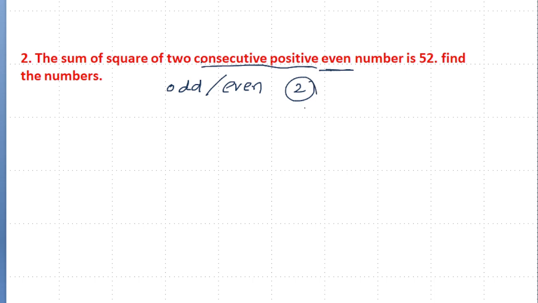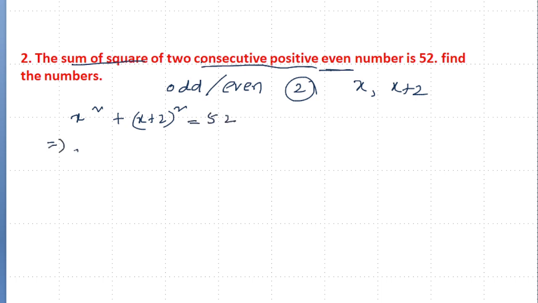Okay, two odd numbers differ by 2, two even numbers differ by 2. So the numbers are x and x plus 2. Because it is given as positive, we took x plus 2. Now here is given the sum of squares. The sum of squares means what? x square plus (x plus 2) whole square. The sum of squares of two consecutive even numbers is 52.